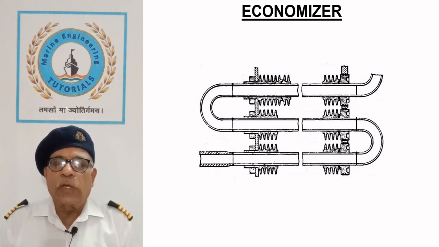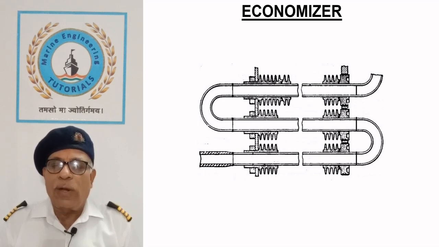Economizer. The sketch shows an economizer, which is the waste heat recovery unit. An economizer is used as a feed water heater on steamship boilers, whereas it works as a steam generator on motor ships using the exhaust gases of the diesel engine.